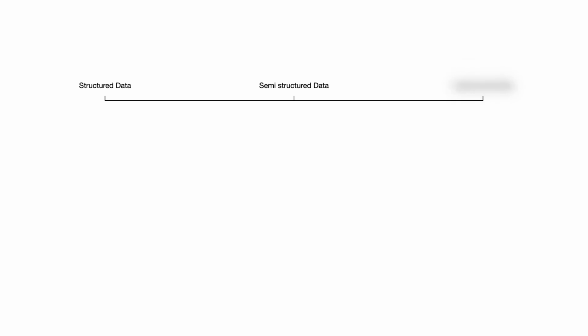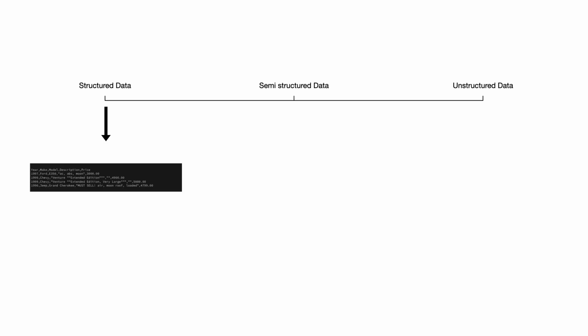So as you can see, there is a spectrum for order in data. At the very left, we have structured data. Then we have semi-structured data. And finally, we have unstructured data. How does structured data look like?